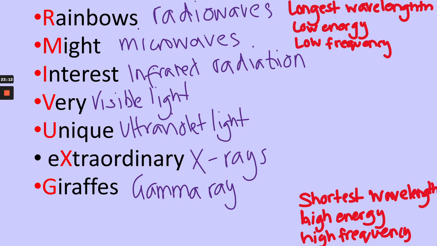Okay, so for question 1, this is what I mean. So write down what you come up with to help you remember, and then write down radio waves, microwaves, infrared radiation, visible light, ultraviolet, X-rays, and gamma rays next to the correct letter. And then you need to label which is the longest wavelength, low energy and low frequency, and then down the bottom, the shortest wavelength, the high energy and high frequency.